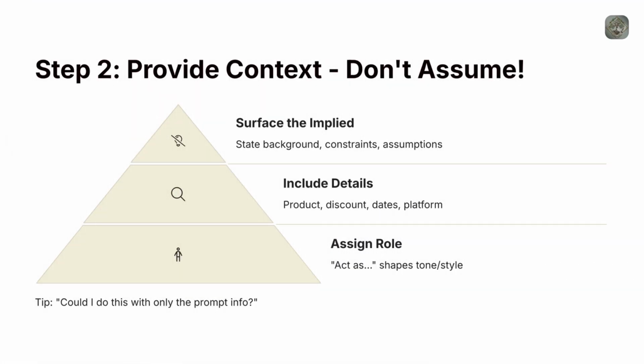Step 2 is crucial because AI lacks human common sense and background knowledge. Provide relevant context. Don't assume the AI knows things that seem obvious to you. Explicitly state necessary background info, constraints, or assumptions. The sale tweet example needs the product, discount, dates, and platform context. Assigning a role like act as a travel agent is a powerful shortcut to guide the AI's tone and expertise. Always ask yourself, is everything needed in the prompt?